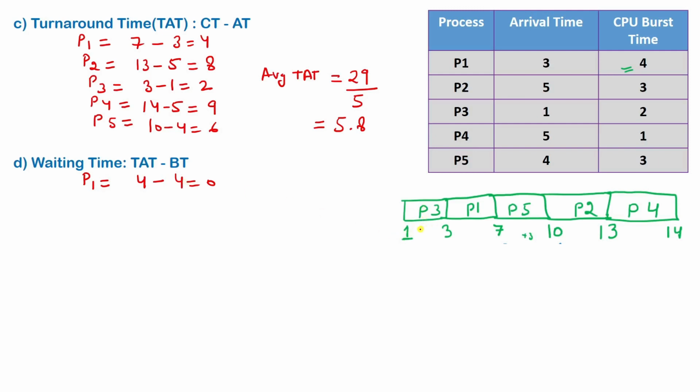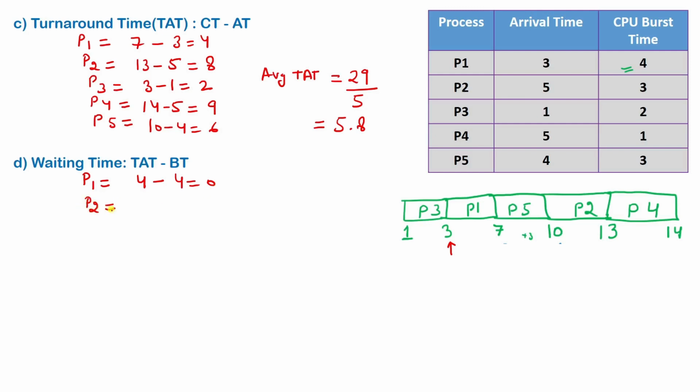And from the Gantt chart also you can find the same thing. How? See, P1 arrived at t equal to 3, and it got the CPU at this time only, right? So that means it did not wait any time for the CPU inside the ready queue. So waiting time is 0. That's what we are getting here.